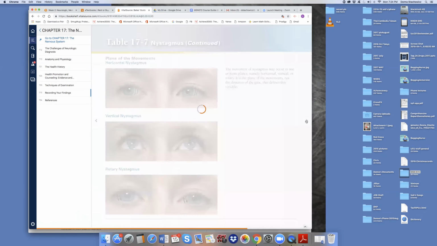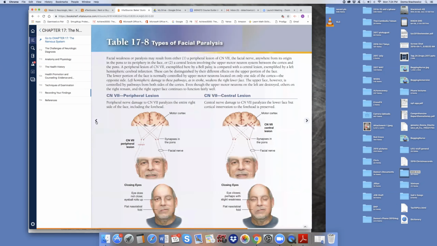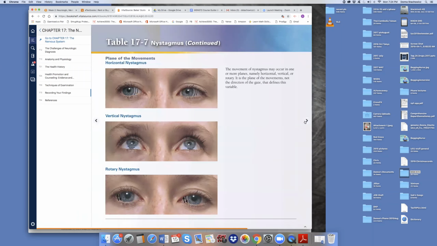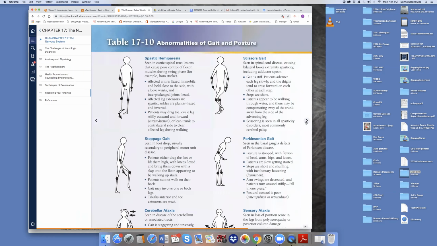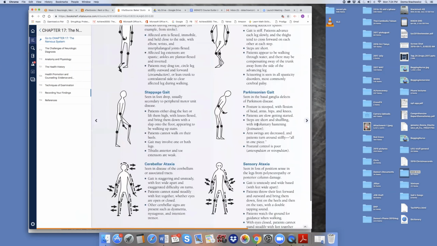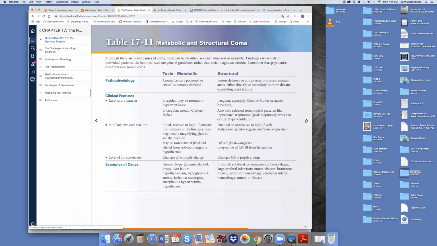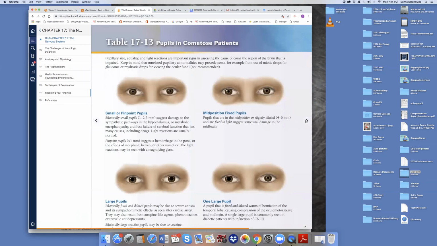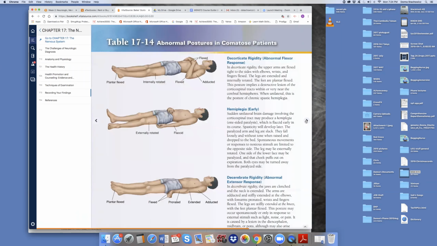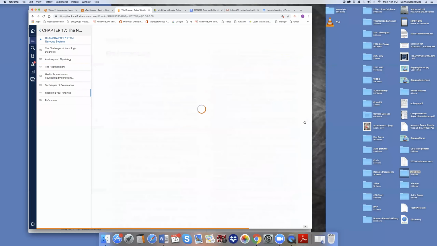These are all things that you discussed in immersion and that you need to also verbalize in your video for cranial nerves. Okay, so these are different descriptions of gaits and postures. I'm skipping past a lot of this comatose patient material because in primary care as an FNP, you shouldn't be seeing comatose patients.